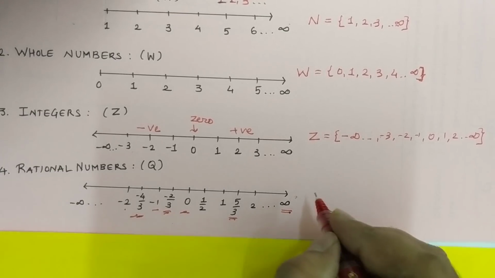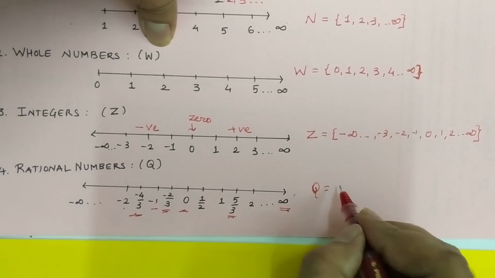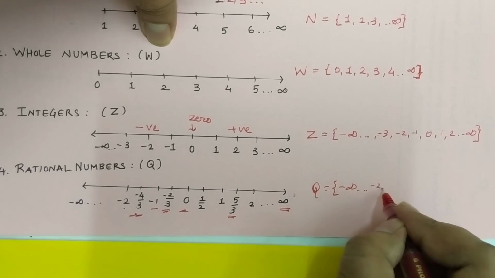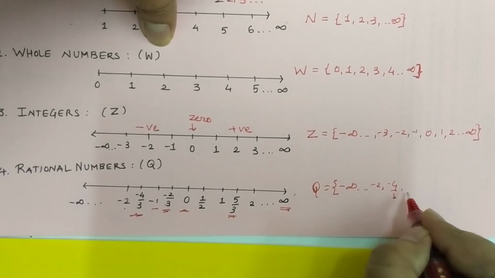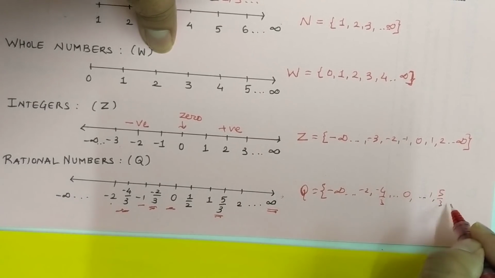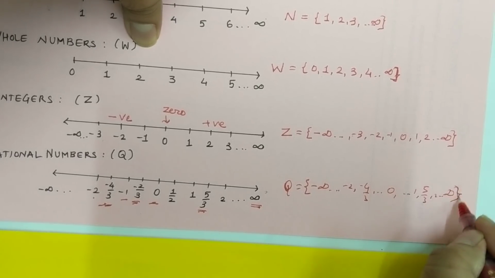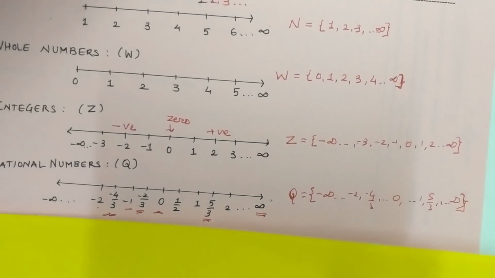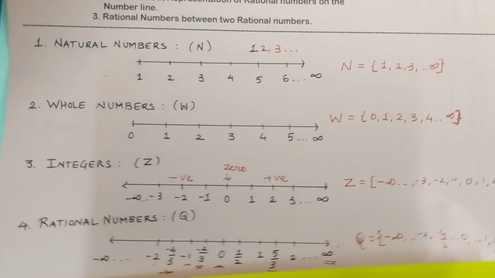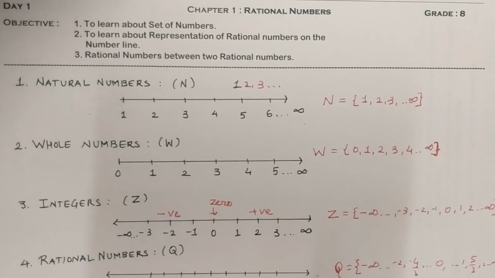It means the rational numbers, denoted by capital Q, include minus infinite, then any number like minus 2, minus 4 by 3, and 0, and we can say 1, 5 by 3, and 2, and infinite. So this was our first objective, which was the set of numbers. Then we will go to the next objective.